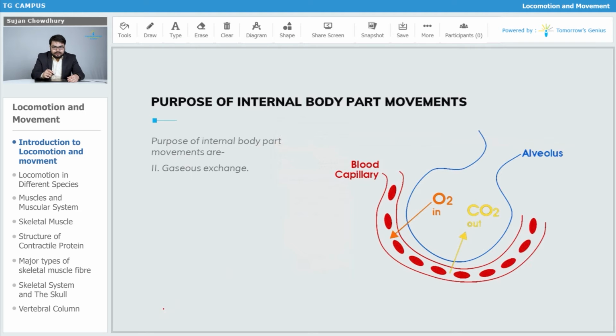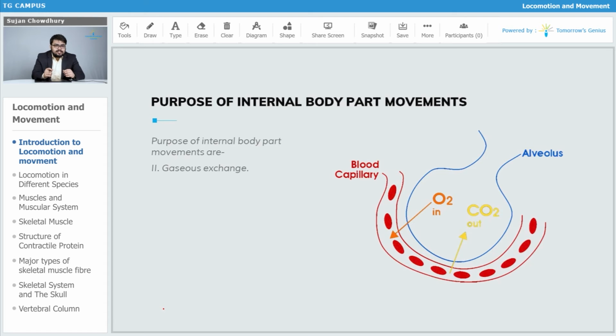Gaseous exchange. Yes, that's also a very important process. For the gaseous exchange only, we observe movement in the lungs. The lungs are made up of the windpipe and millions of alveoli within. Inside the lungs, we observe rapid movement based on the physiological state of the person.